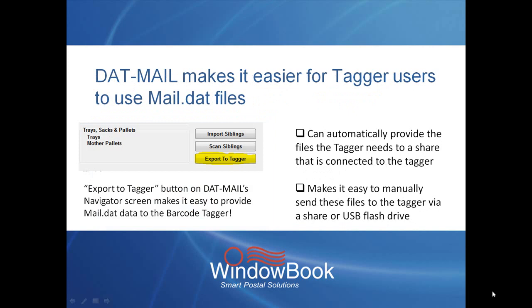The Whittier tagger can do a lot with a Mail.dat file, and DAT-MAIL makes it very easy to provide just the parts of the Mail.dat file that the tagger needs. For those that have a single tagger set up on a network share, DAT-MAIL can automatically provide the Mail.dat information needed every time a user imports a Mail.dat file. Those that have multiple taggers, especially on multiple production lines for inline tag printing, can manually export the files to specific taggers by just pressing the Export to Tagger button on DAT-MAIL's navigator screen and selecting the folder for the tagger that will use that file.